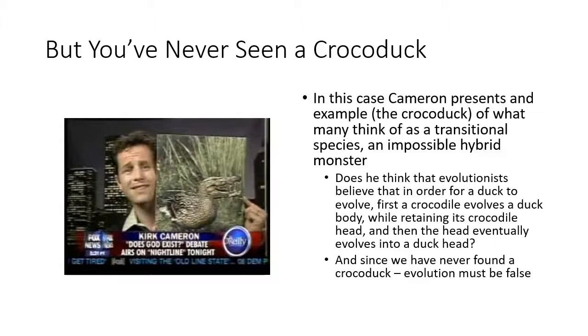And so here's a famous or infamous example of Kirk Cameron saying, "But you've never seen a crocodile." This was a debate, does God exist? And Kirk Cameron said, you've never seen a crocodile. So this is a predatory duck. This is what many might actually think of, though, this impossible hybrid monster species. And so, of course, a question is, does he think that evolutionists, or just scientists, believe that in order for a duck to evolve, first there's a crocodile, and then it evolves a duck body, but keeps the crocodile head, and the head eventually becomes a duck head? And then since we've never found a crocodile, evolution must be false.